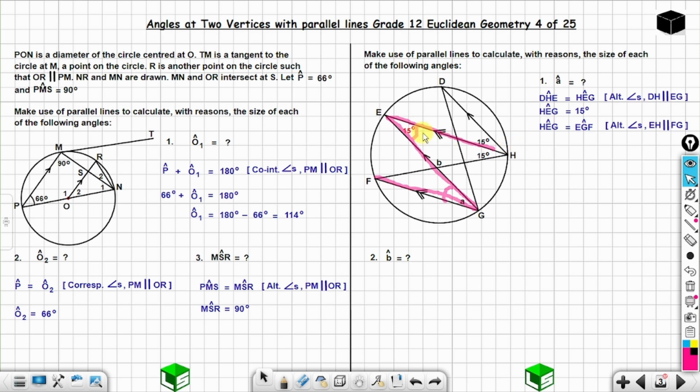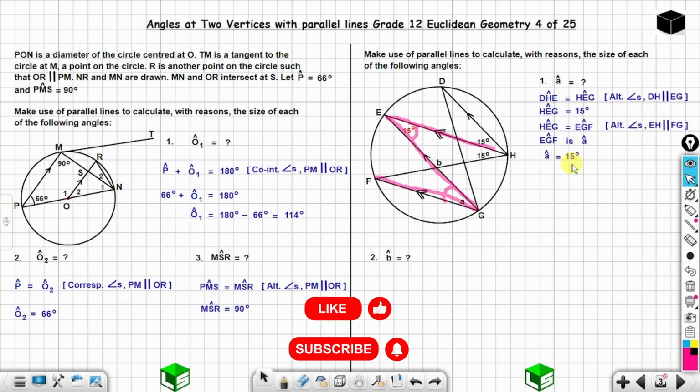So this angle EGF is actually the angle A. Since EGF is equal to HEG and HEG is equal to 15 degrees, the angle A is equal to 15 degrees. Okay, so we have the angle A. Now question 2, let's find the angle B.